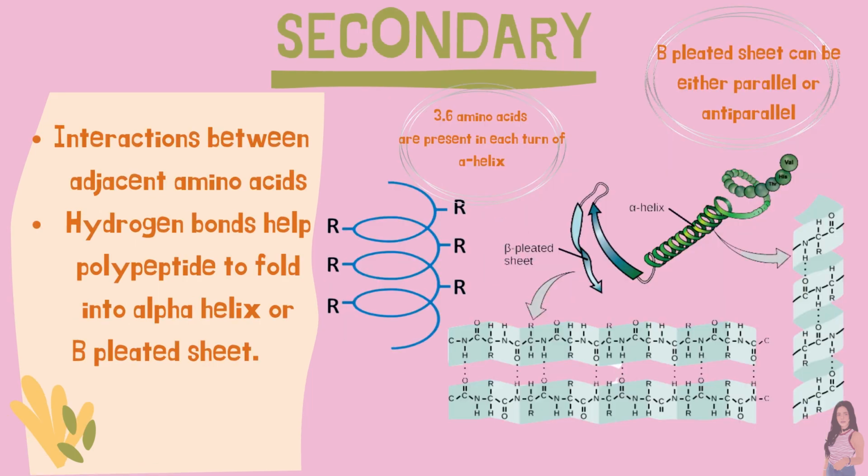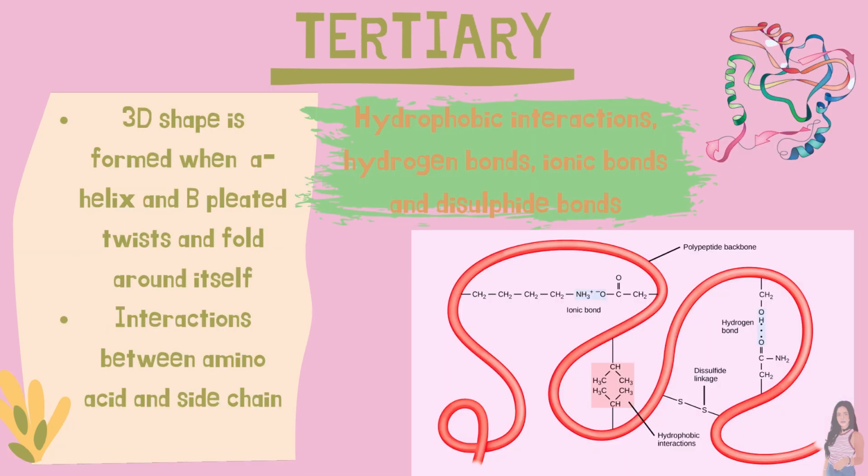The secondary structure is known as local folding, in which there are interactions between amino acids, and the folding is done with the help of hydrogen bonds, which are weak bonds. The sequence of amino acids can be folded either in an alpha helix or a beta pleated sheet. When the alpha helix or beta pleated sheet twists and folds around itself, a 3D shape is formed, and it's held in place by interactions between R groups of different amino acids. The interactions are disulfide bonds, hydrogen bonds, hydrophobic bonds, and ionic bonds.